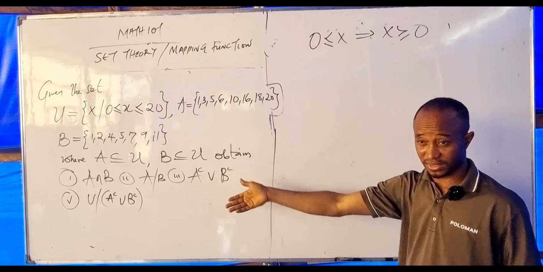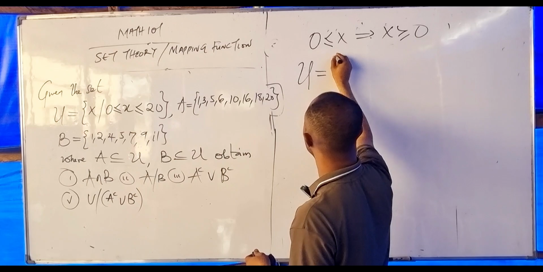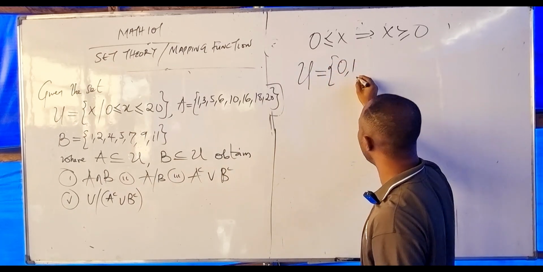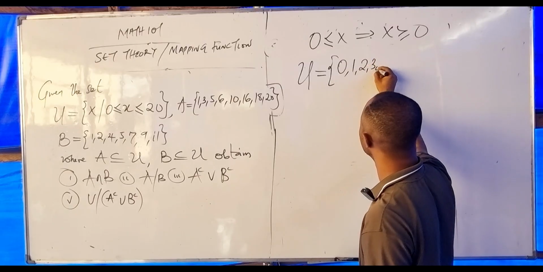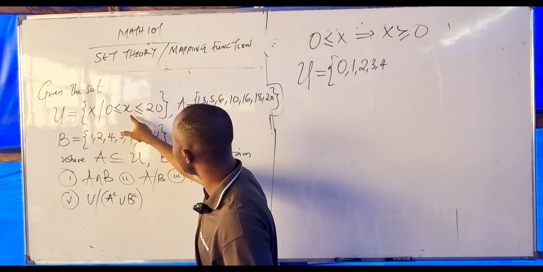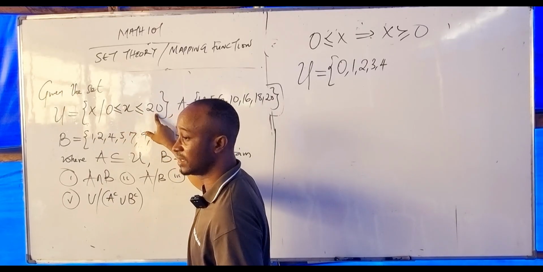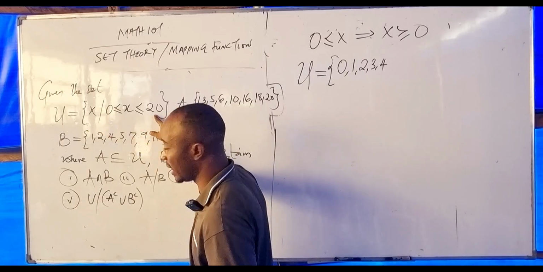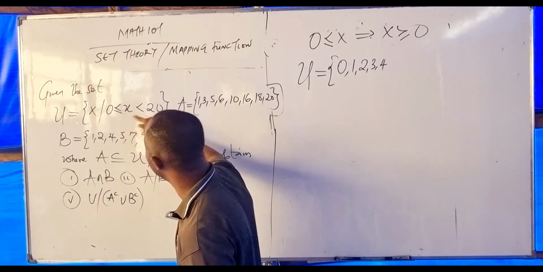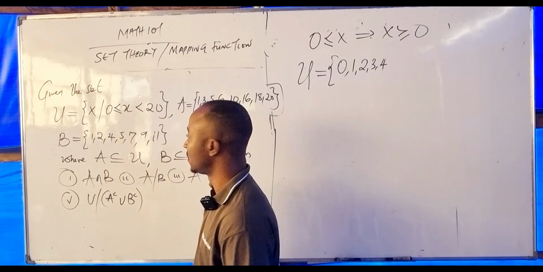Is it not? So since I have an equal sign here, my set becomes a set of numbers starting from 0. What is the next one? 1. Then 2, then 3, then 4. But mind you, we are told that the same x is less than or equal to 20. Meaning I will start from 0 and end at 20. Is that clear? But if I don't have an equal sign here, what will happen? I will start from 0 and end at 19. So we have an equal sign here.